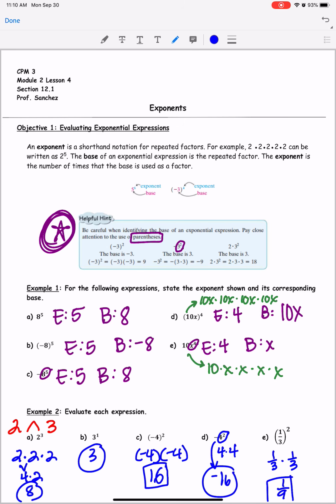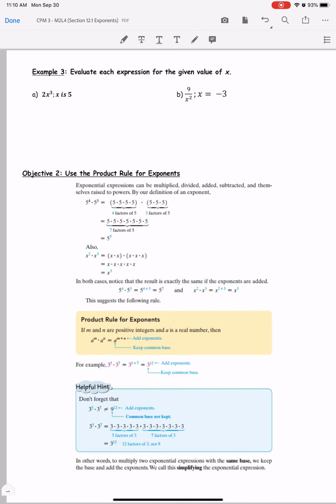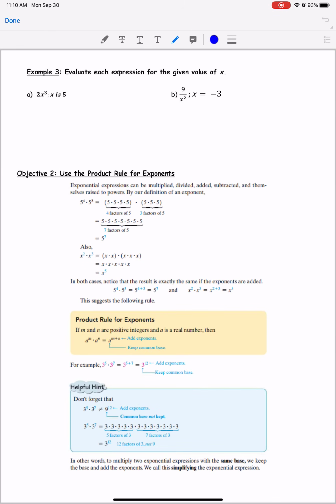All right, so this page here was just to make sure we understand the rules. Let's try this one more time. We're going to evaluate. So whatever they tell you x is, just plug it in. So we've got 2x cubed, x is 5. So we've got 2 times, you want to put this in parentheses, 5 cubed. When you put 5 cubed in your calculator, you get 125. Use your caret key again, so 5 caret 3. And 2 times 125 is 250.